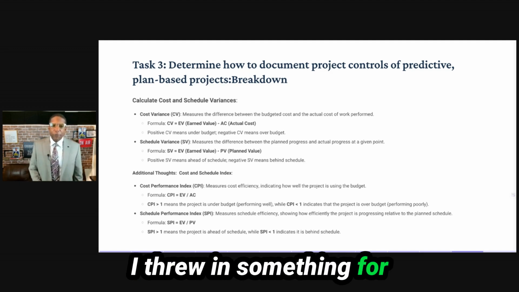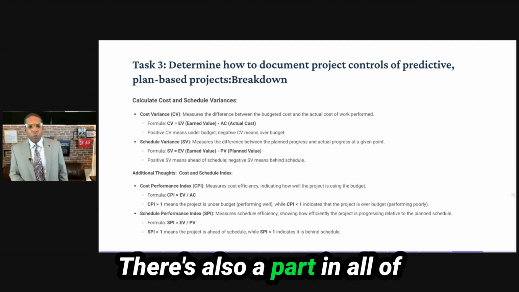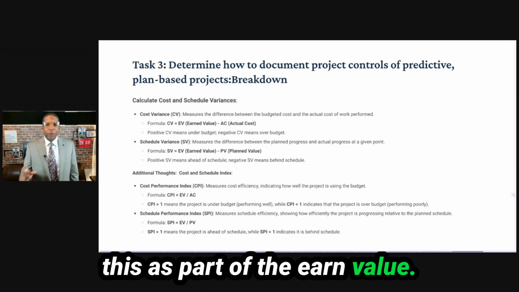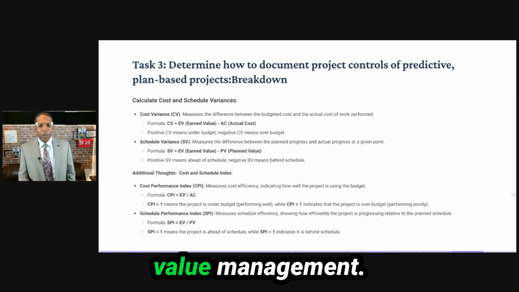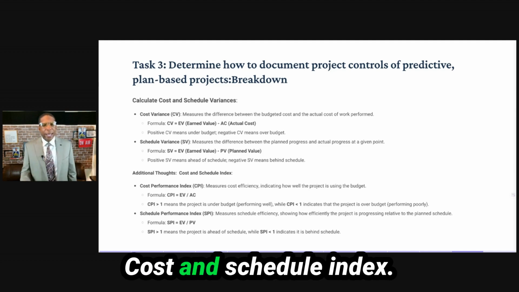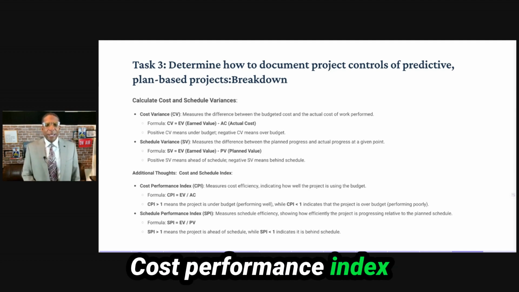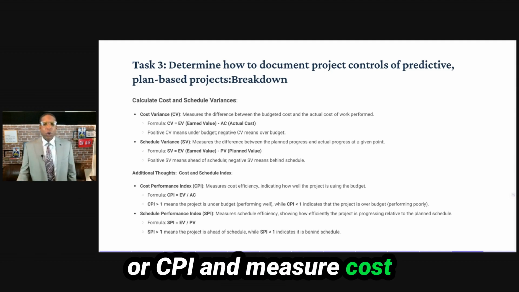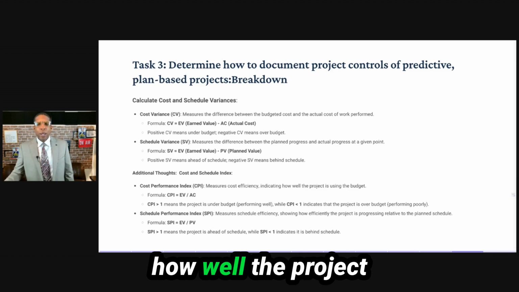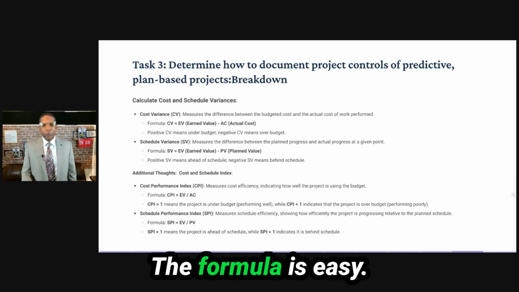I threw in something for some additional thoughts. There's also a part, and all of this is part of the earned value. So look that up, earned value management. Cost and schedule index. Cost performance index, or CPI, it measures cost efficiency, indicating how well the project is using the budget. The formula is easy.